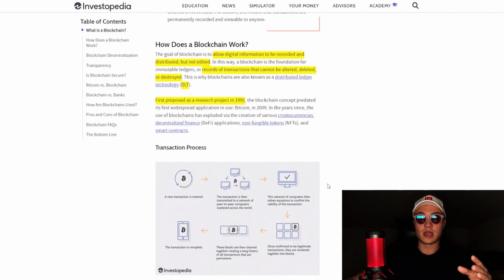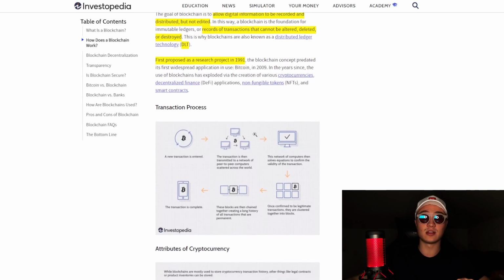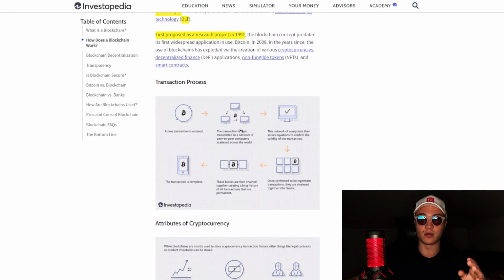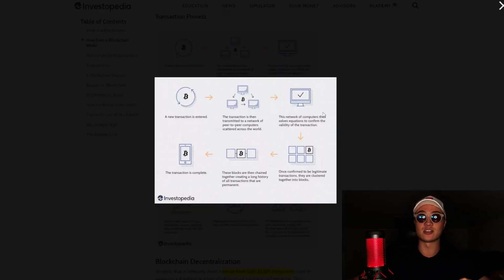How does it actually work? The goal of blockchain is to allow digital info to be recorded and distributed, but not edited. In this way, it's the foundation for immutable ledgers, which means unchangeable, right? Records of transactions that cannot be altered, deleted, or destroyed, which is why blockchains are also known as distributed ledger technology, or DLT. Remember this term, it's pretty interesting. The first proposed blockchain idea was back in 1991, but it only came to the masses in the form of Bitcoin in 2009. Since then, it has expanded into DeFi, NFTs, smart contracts, and a lot more, which is shaping the crypto world as we know it today.